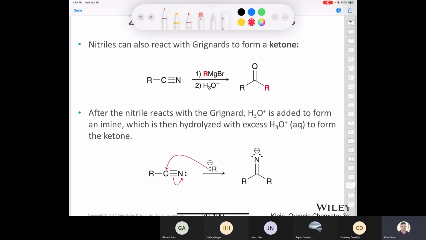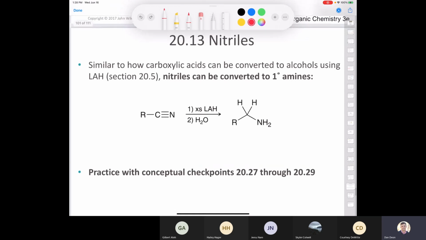So that's another reaction that's really important. And I think this is the last one, if I'm not mistaken. This is the last reaction in the entire chapter, at least the last new reaction.